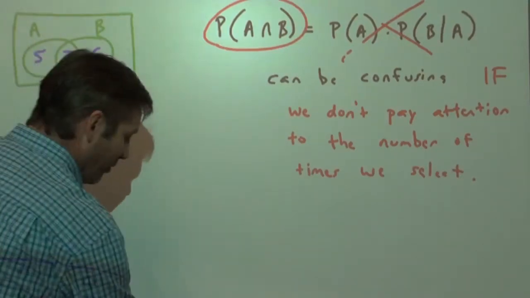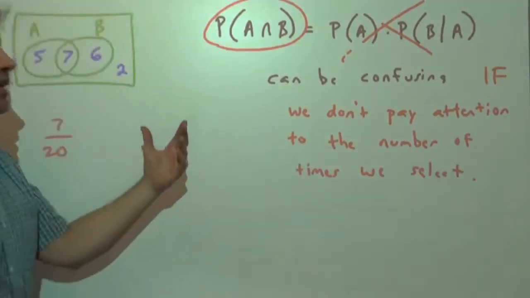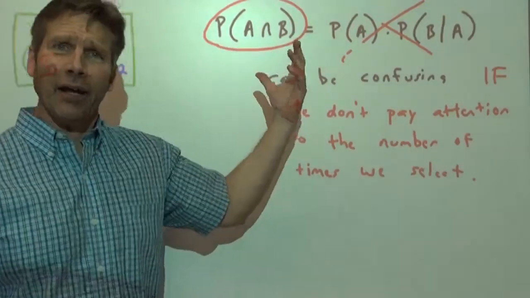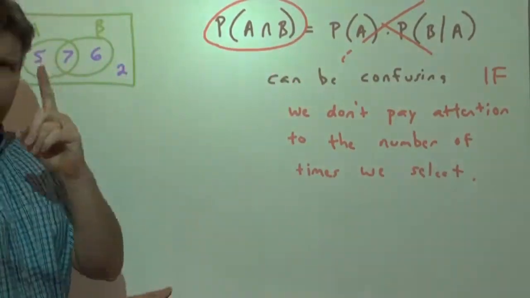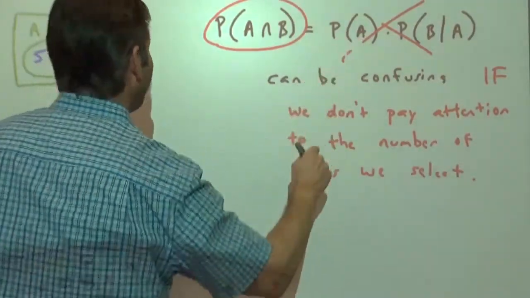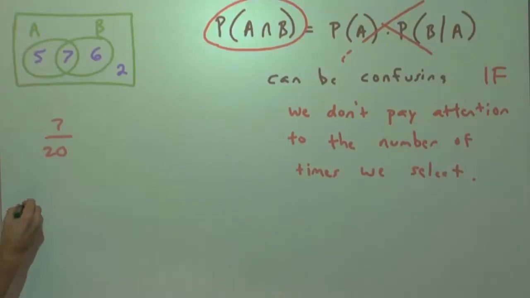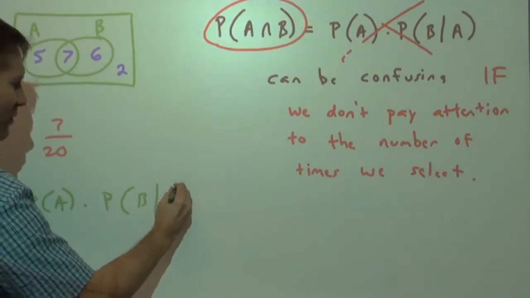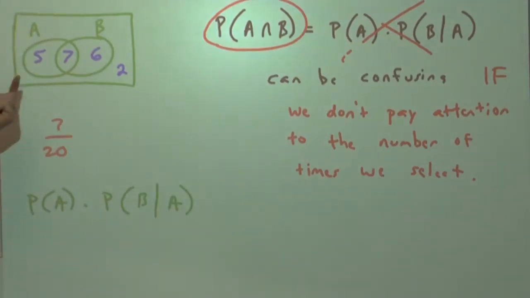Now, just to show you that this formula does work, let's go ahead and one time let's use it. Let's find the probability of A and B occurring simultaneously when you select one thing. We can get that probability by taking the probability of A occurring times the probability of B occurring given that A has occurred. Well, the probability that A occurs, that's two regions. That's 12 out of the 20.